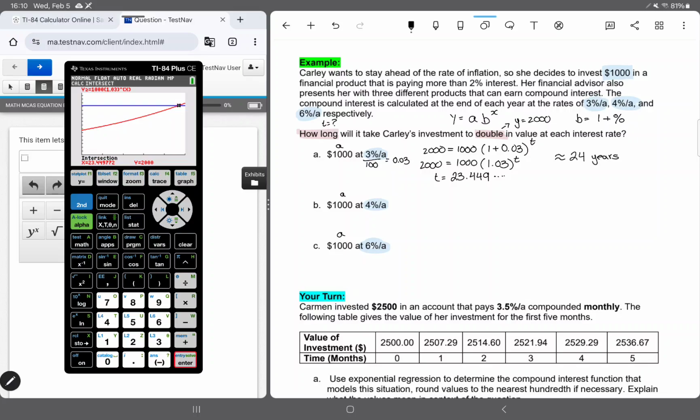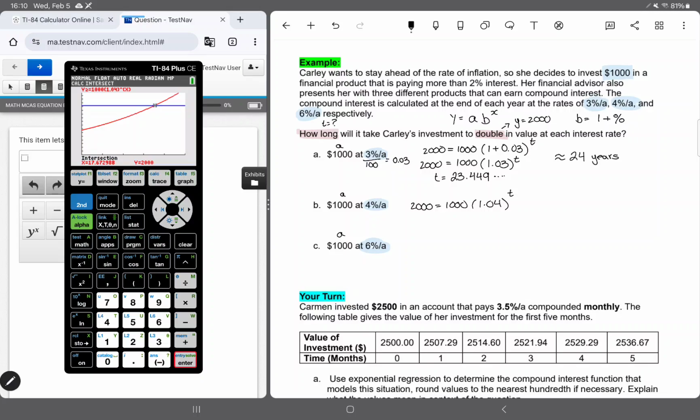All right, so the only thing different between part A and part B is that we're changing the interest rate. So we're still going to have 2,000 equals 1,000 times 1.04 to the power of t. So we are going to put that into our calculator. The only thing we have to change is this 3 to a 4 and graph it again.